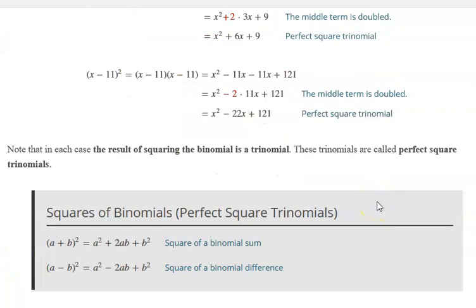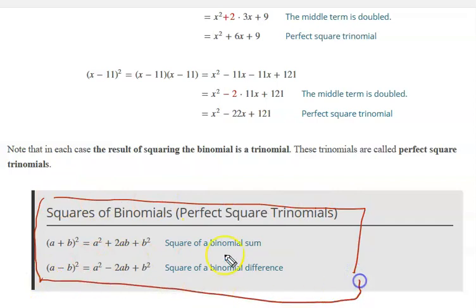Now, to make your notes complete, I'd like you to write these rules down here. And these are what you get when you square a sum of terms and the difference of terms. The only thing different is the middle signs here. So pause, take a moment to write this down. This is the rule for squaring a binomial and results in a perfect square trinomial here.